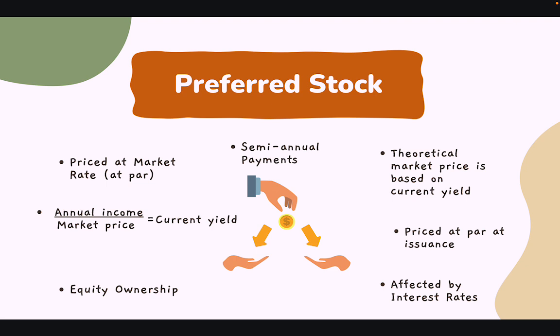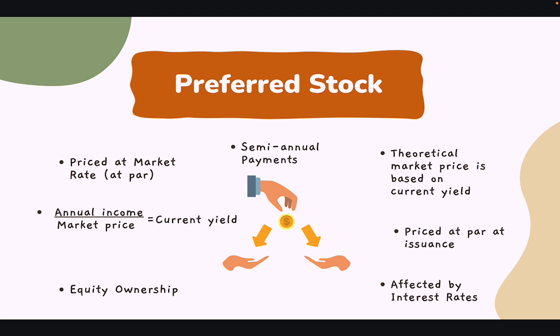And again, I have that current yield reminding you this is going to be asked. What is the current yield for this preferred stock? You take the annual income, divide it by the market price. This also involves equity ownership. It's like owning a piece of the company. And again, the theoretical market price, which we just talked about, is going to be based on the current yield.